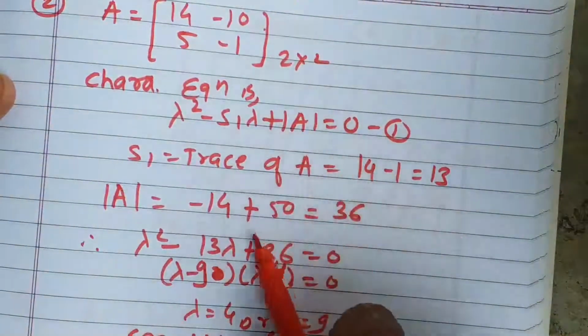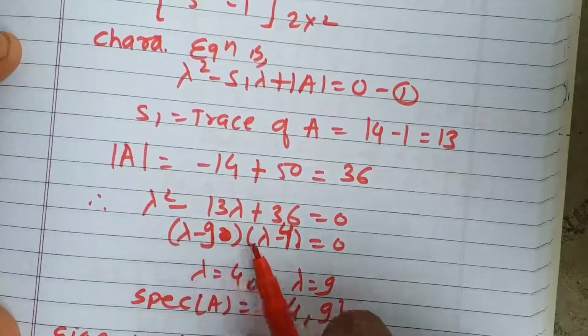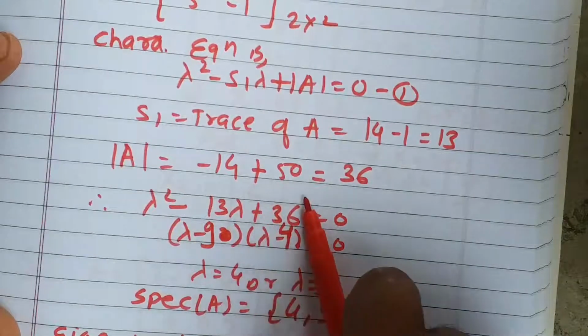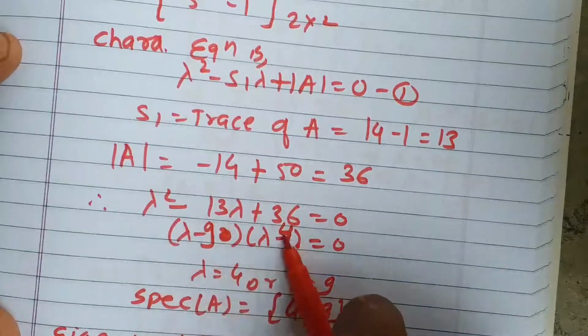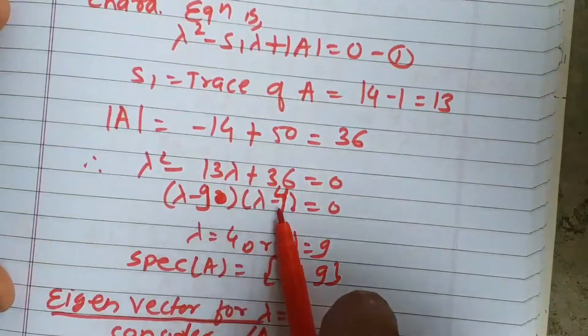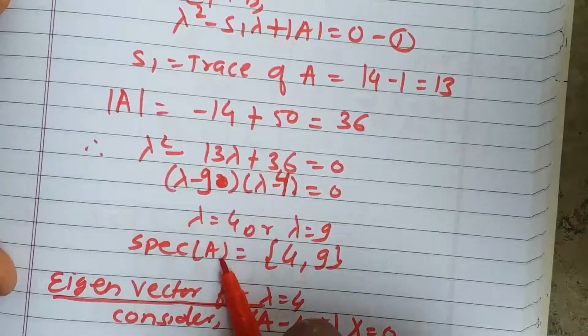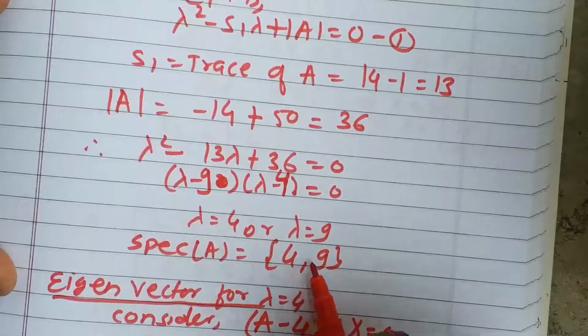Now after putting these values here, we get a second degree polynomial. It can be factorized as (lambda minus 9)(lambda minus 4). This 36 can be factorized as minus 9 into minus 4 to get the sum as minus 13. As these two are the factors, the roots will be lambda equal to 4 or lambda equal to 9. Hence the spectrum of A, that is the set of eigenvalues of A, is {4, 9}.